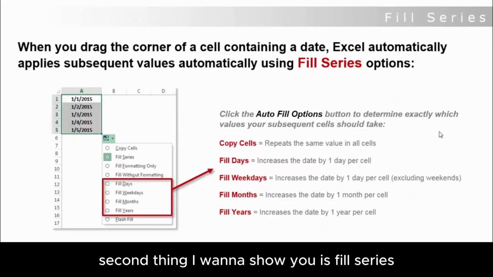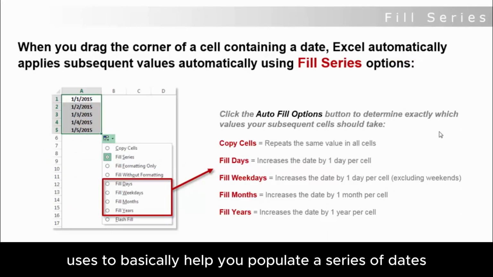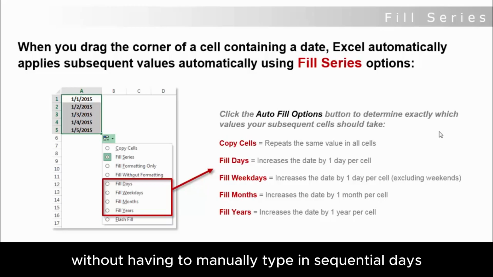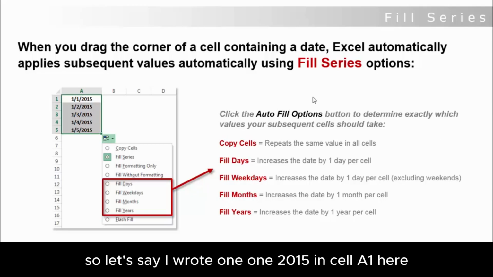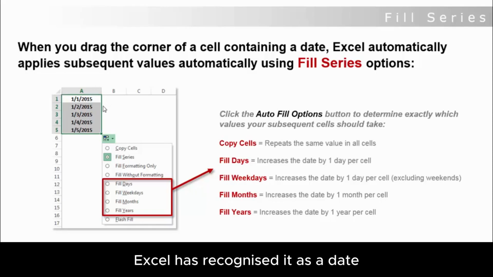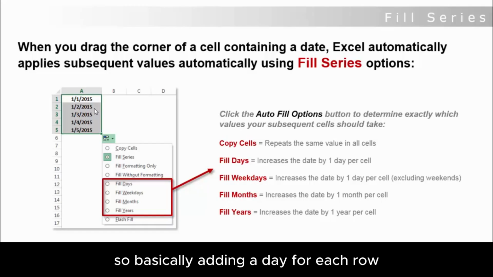It will only change how you're displaying it. The second thing I want to show you is fill series, which is a great shortcut that Excel uses to help you populate a series of dates without having to manually type in sequential days or months or years. So let's say I wrote 1/1/2015 in cell A1 here. Excel has recognized it as a date. If I grab the lower right corner of that cell and drag it down to A5, by default, Excel is going to assume that I want to show it as day over day trending, so basically adding a day for each row.